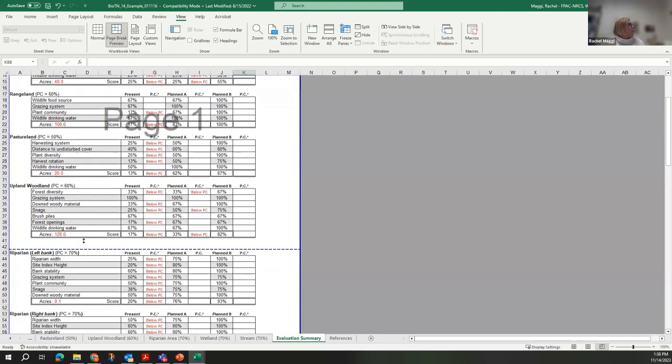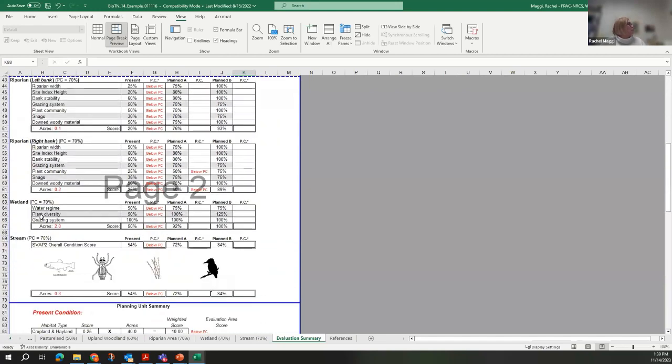So let's go down to wetlands for a second here. So here's our three different categories: water regime, plant diversity, and grazing. And if you identify something that's below that 70% target, it's going to give you the score based on the number that you add, and it's going to say below planning criteria. And so it's just a kind of a nice, neat, tidy place to see the summary.